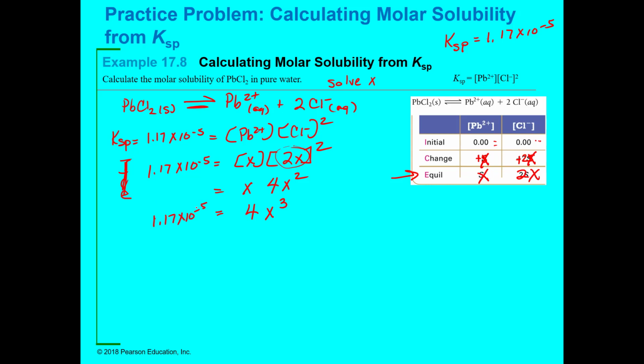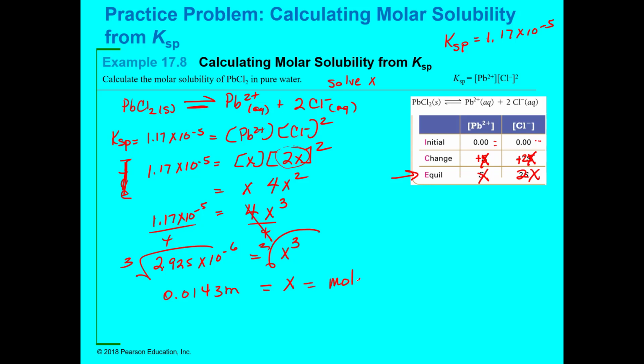So I've got a 4 over here, which is a real number. I've got to get rid of that. So I'm going to divide my 1.17 by 4, and I'm going to get 2.925 times 10 to the minus 6, and that's going to equal X cubed. To get rid of my cube, I'm going to take the cube root of both sides, and the cube root of X cubed is X, and the cube root of 2.925 times 10 to the minus 6 is 0.0143 molar. So that is X, and that is the molar solubility.